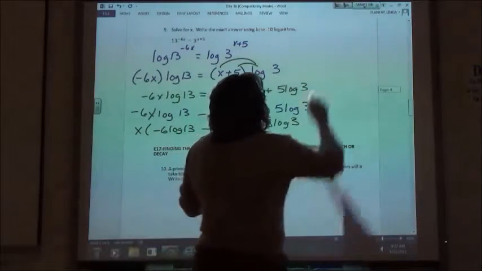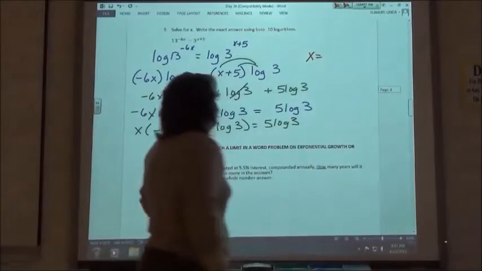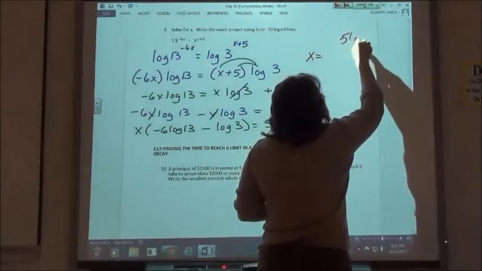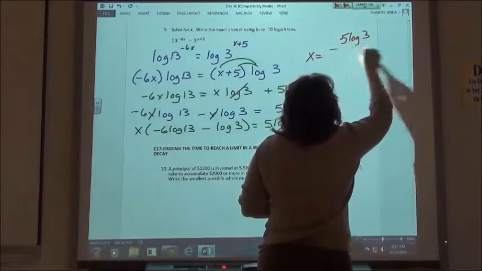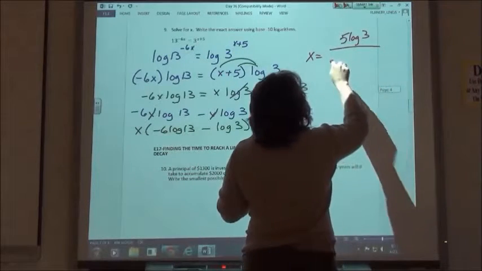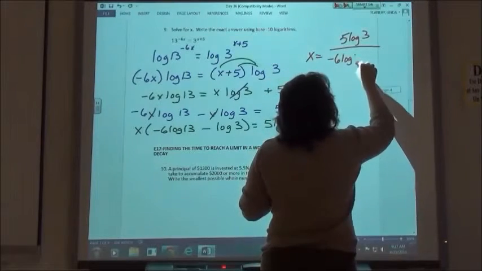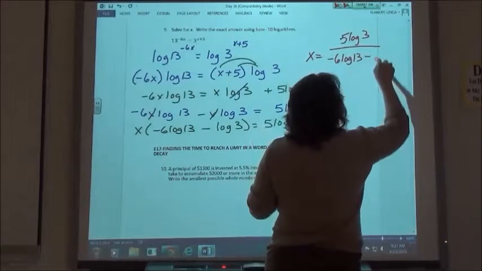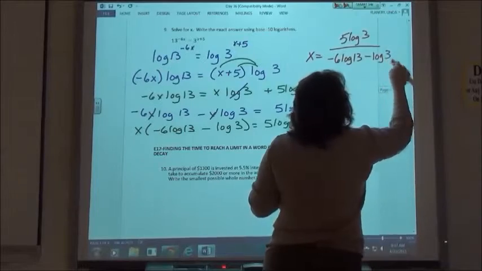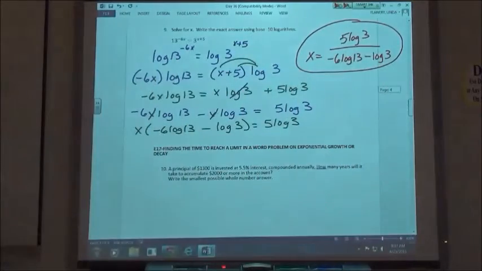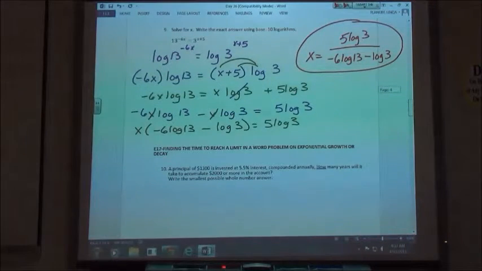So then x is going to equal 5 log 3 divided by negative 6 log 13 minus log 3. Yep, minus log 3. That was right. Minus log 3. Exactly. All right.